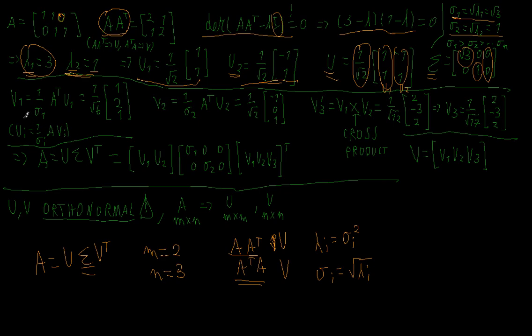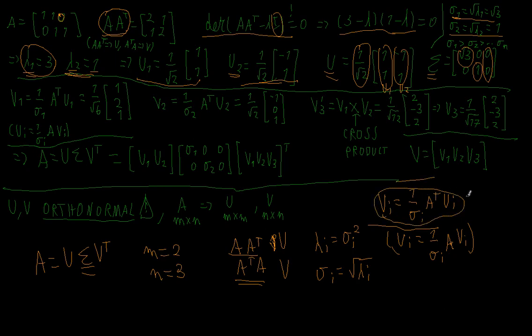So now I can use the shortcut to find my vectors V. Remember that V sub i is equal to 1 over sigma sub i times A transpose U sub i. And by the way, it works in both ways: U sub i is equal to 1 over sigma sub i times A times V sub i. If you use this formula, remember that it only works for the non-zero singular values, but here we only have two singular values, and they are both non-zero.